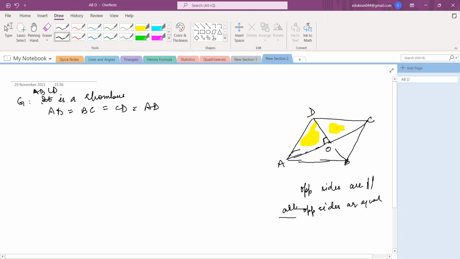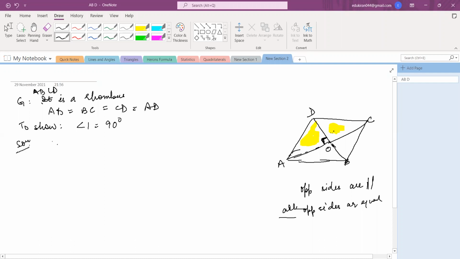Please unmute your mic and say something. Yes, ma'am. We have to show that the diagonals are perpendicular to each other. Perpendicular means they bisect each other at a 90-degree angle. So we basically have to show that this angle is 90 degrees. If we can show that these two triangles are congruent, then by CPCT we can show that these angles are equal. So this is our approach. First we will show these two triangles are congruent. What we have to show is that angle 1 is equal to 90 degrees.